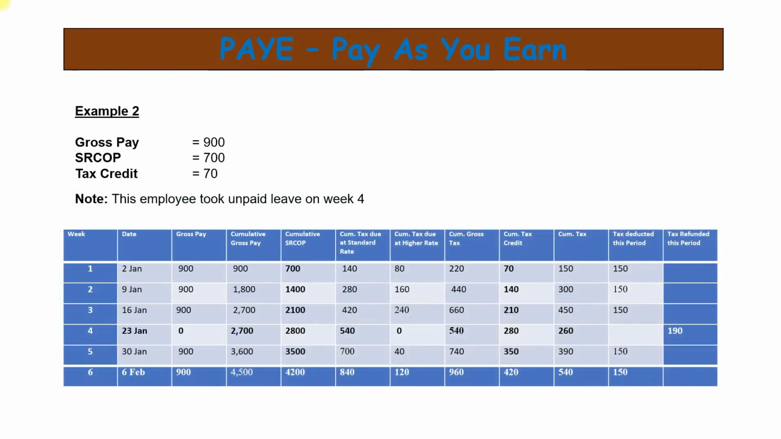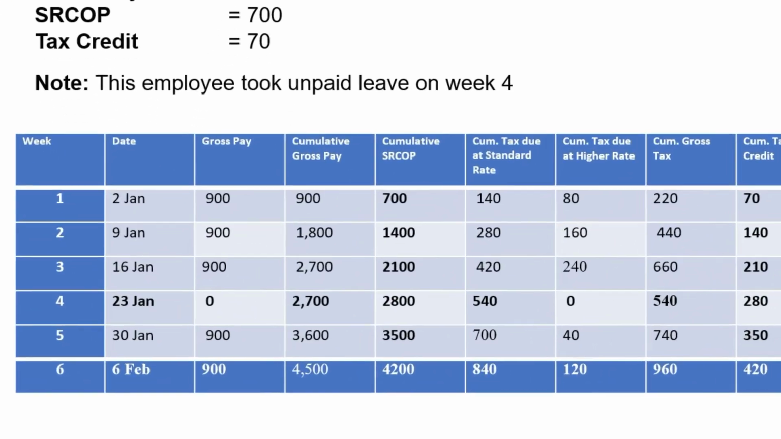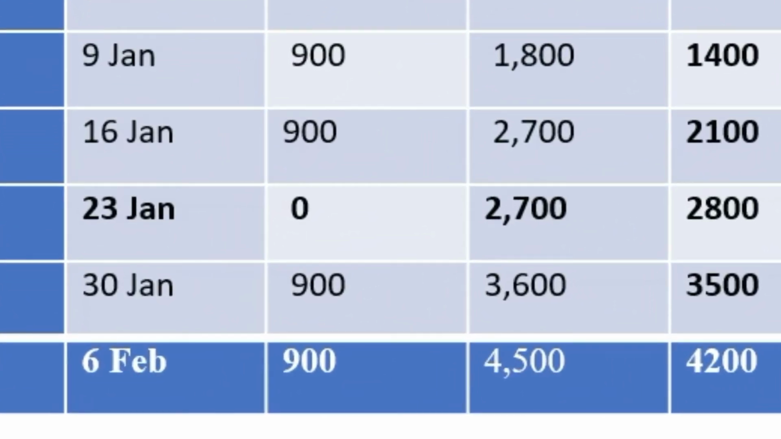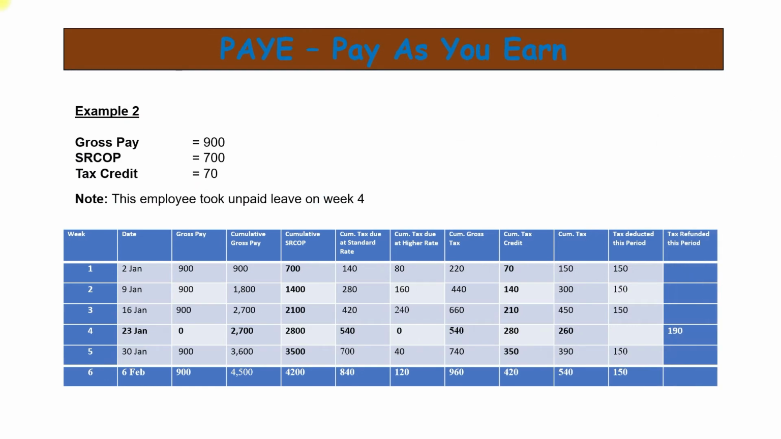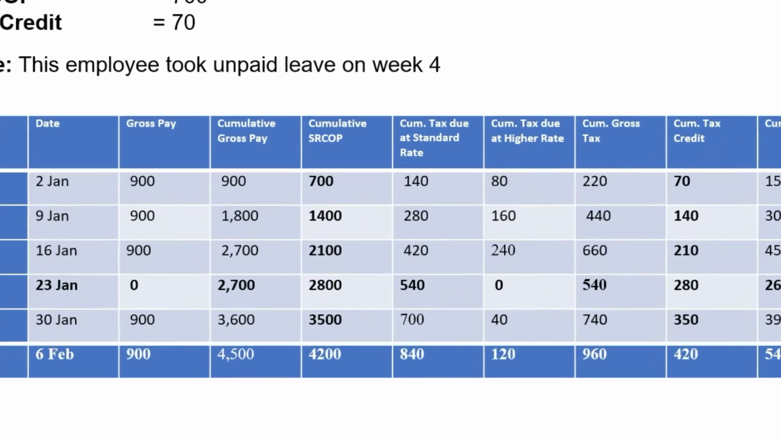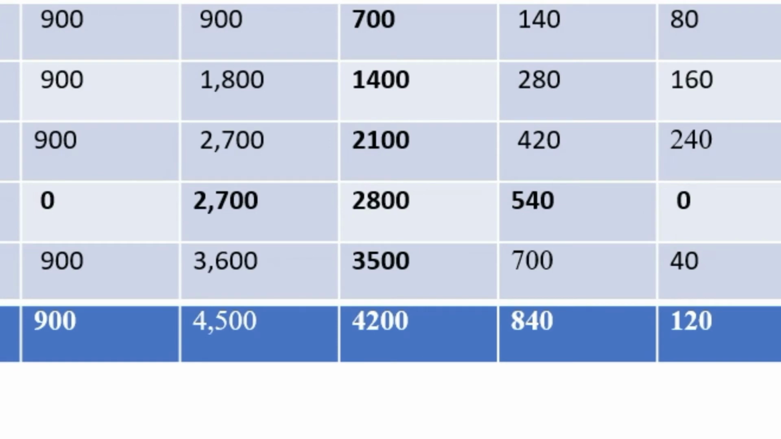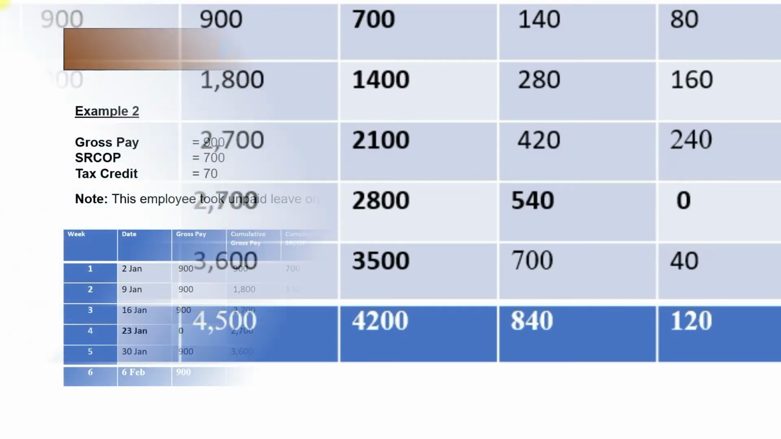In example 2, we can see how the cumulative system provides for a refund. You will notice that the employee is on unpaid leave on week 4. Their gross pay is 0 for that week. The first thing to notice is that the cumulative gross pay has not increased from the previous week as there was no gross pay for that week. The second thing to notice is that the cumulative gross is now less than the cutoff point, so there is no 40% rate.